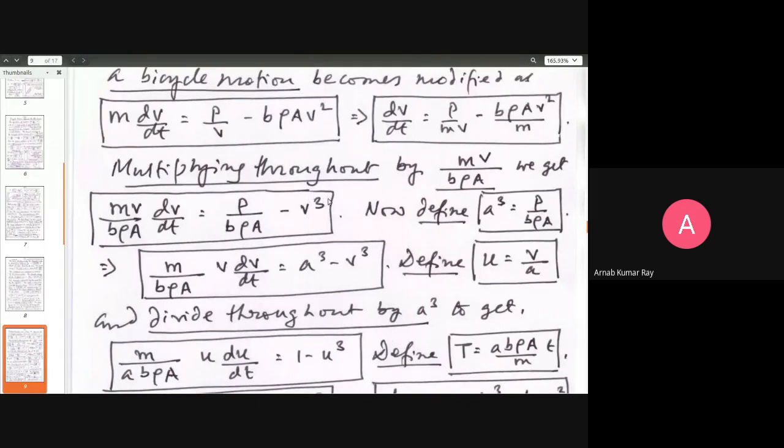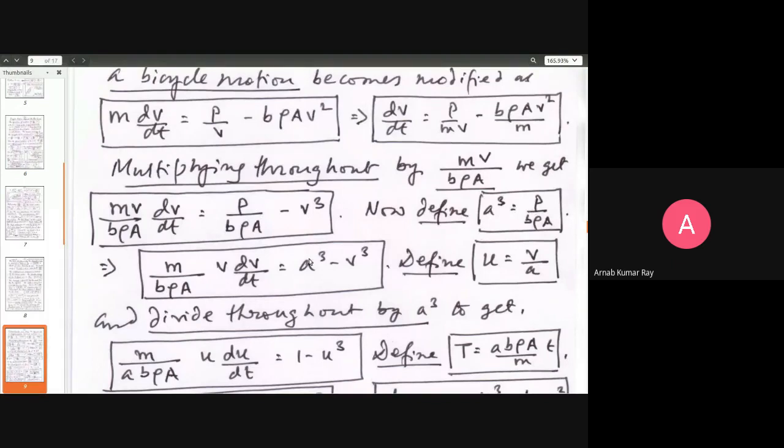Dimensionally, this is cubic order, so this must also be, dimensionally speaking, of the cubic order. You can check that: power by density by area. Ultimately, it will come out to be L cubed by T cubed dimensionally. You can check it out for yourselves if that's not a big challenge. So I will define this thing as a new constant a cubed, where a and v have the same dimension.